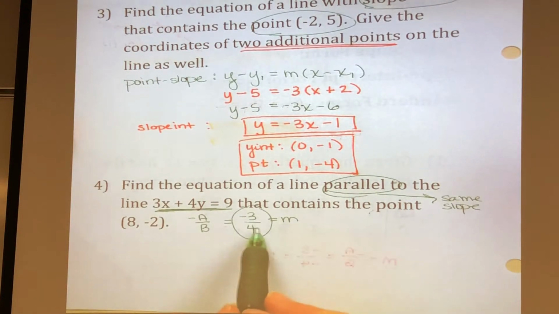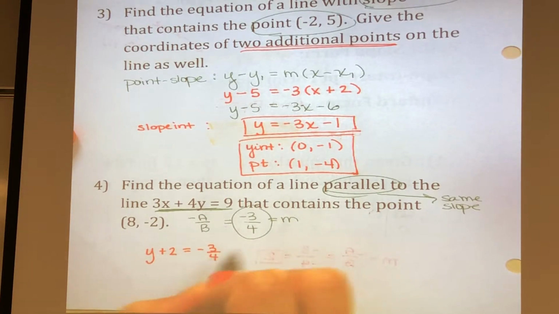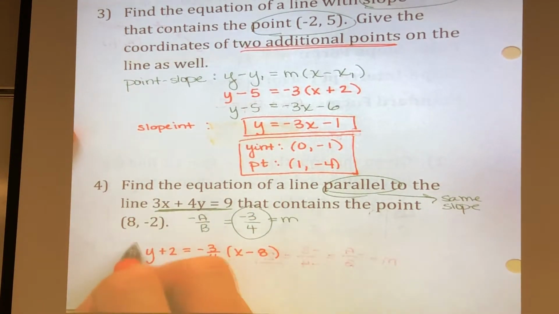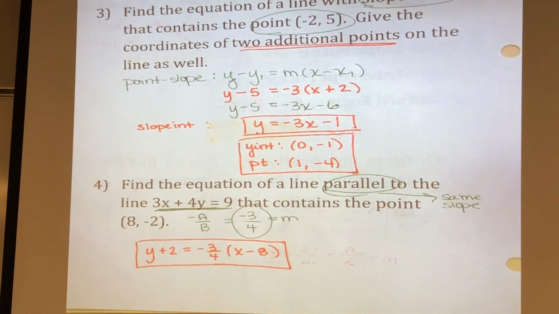So since we have slope and a point, we're going to use that point slope form again. So y plus 2 equals negative 3/4 x minus 8. It just says find the equation of a line. It doesn't say what form it has to be in, so we can leave it just like that in point slope form. Now you're welcome to solve it to slope intercept as well, but since the directions didn't specify to do that, we can also leave it just like this. All right, now let's try one of those, but perpendicular.